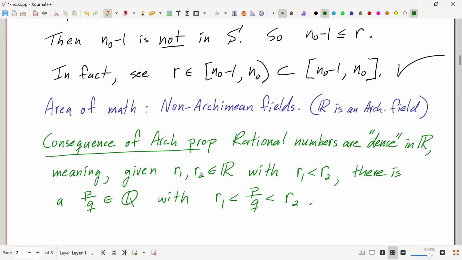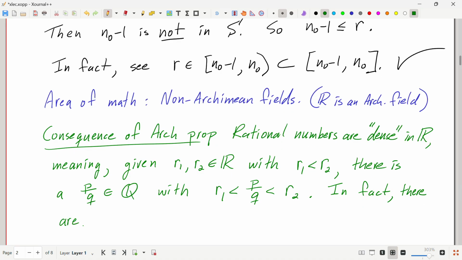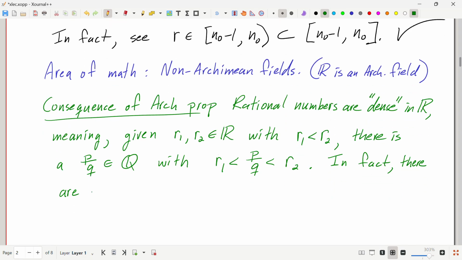And if you think about it now, of course rational numbers are real numbers. Now there would be a rational number between P over Q and R2. And there'd be one between R1 and P over Q. And then there'd be ones between all those. So in fact, there's infinitely many. That's not hard to see. Once you have one, then you just pick the other side and get one more in the middle there. Pick the left-hand side and get one in the middle there. And just keep doing that until you get infinitely many that are different.